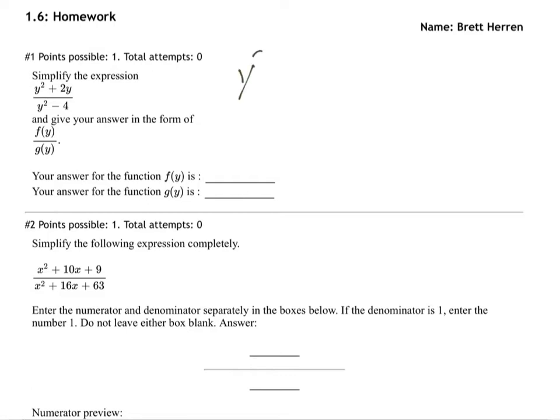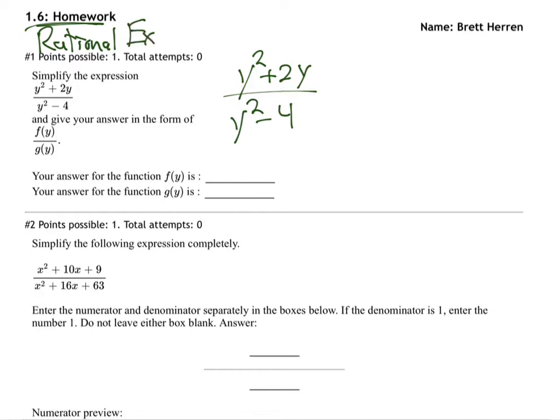So here we have this first one, y squared plus 2y over y squared minus 4. This section, 1.6, don't they call it rational expressions or something? I forget what the name is on the official. I think it's rationals or rational expressions, something like that. That's a fancy word for fraction. Rational, ratio is one thing over the other. So they want us to take these big old fractions with lots of letters everywhere, and they want us to simplify.